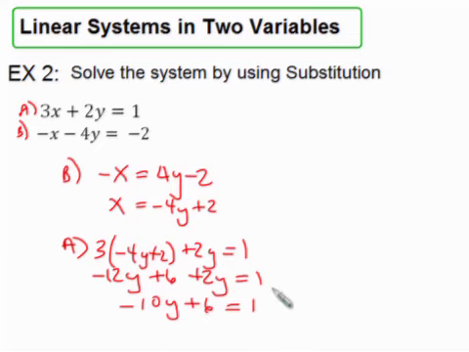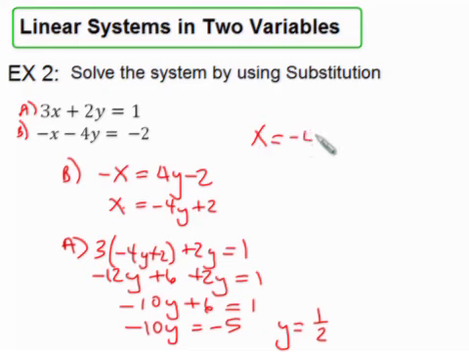So subtracting 6 from both sides gives me negative 10y equals negative 5. So dividing both sides by negative 10 leaves us with y is positive half. Now to find the x value, we actually have three choices. We can plug it back into one of the original two equations, or the new version, which is already solved for x. So I'm going to use that one.